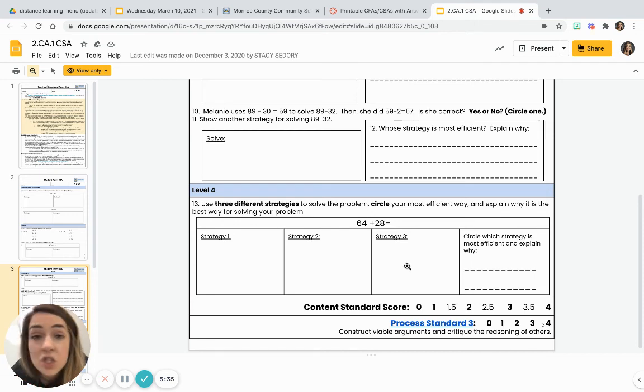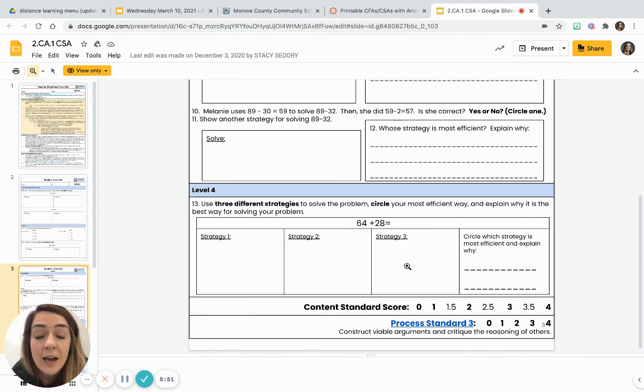Remember, no one should help you on this. I've given you the directions. Your mom shouldn't help you. Your dad shouldn't help you. Your big sister shouldn't help you. This is what you know. Okay? So if you're confused, then you're just going to need to leave it blank.